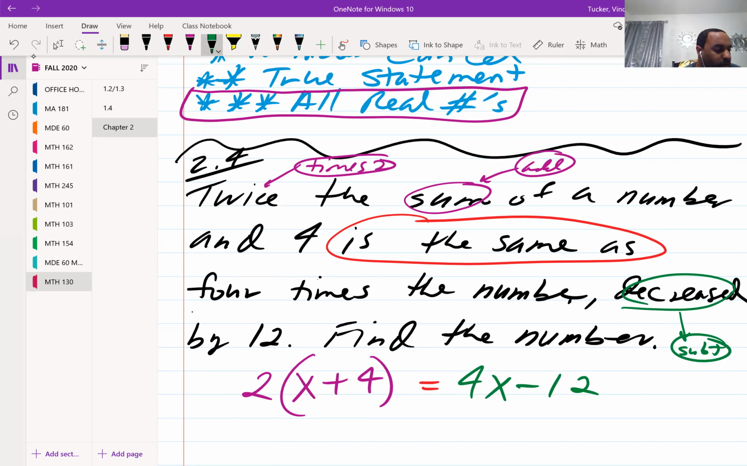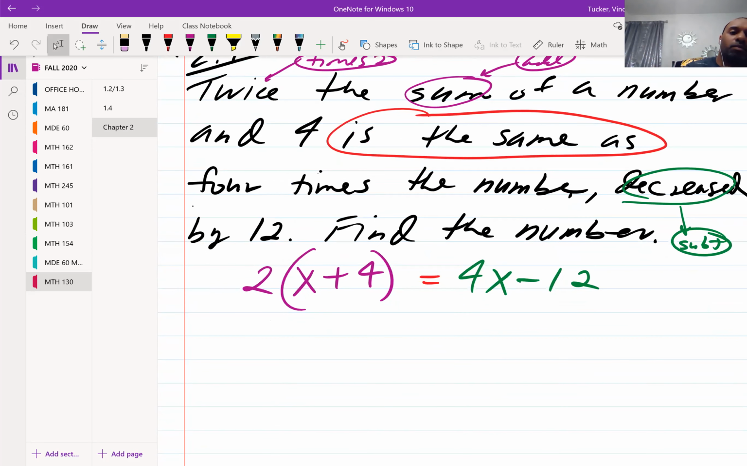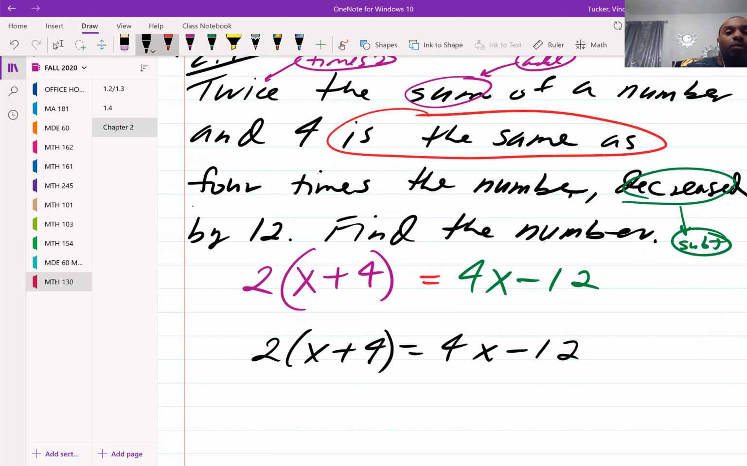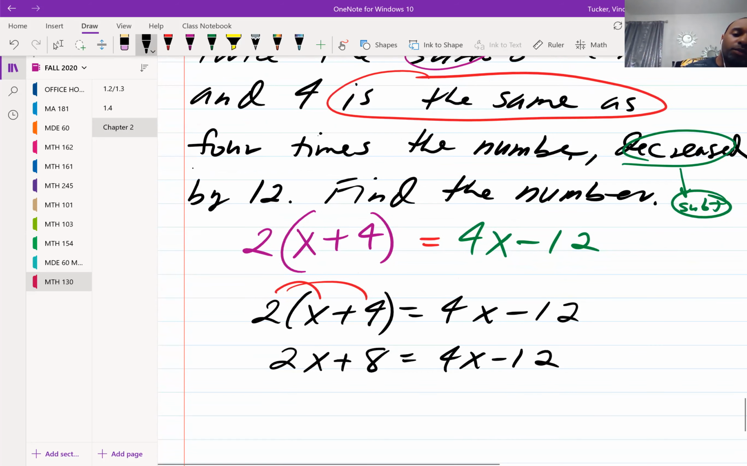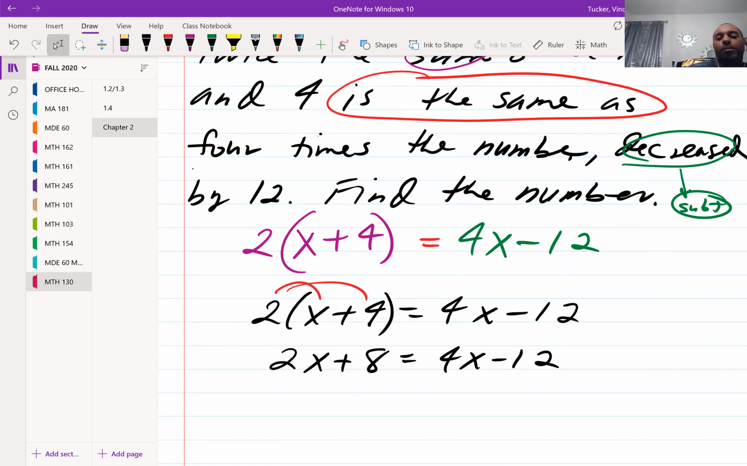All right, before we look to solve, questions. So once you have your equation, you go ahead and solve it the way we did the other problems before this. You can distribute 2: 2x plus 8 equals 4x minus 12. Now we can get all of our terms with x to one side, all of our terms without x to the other.